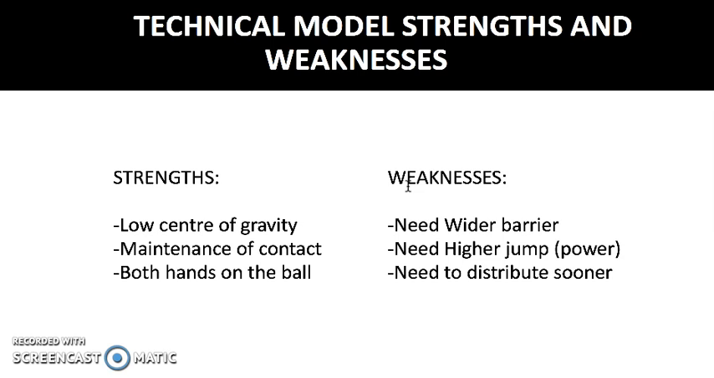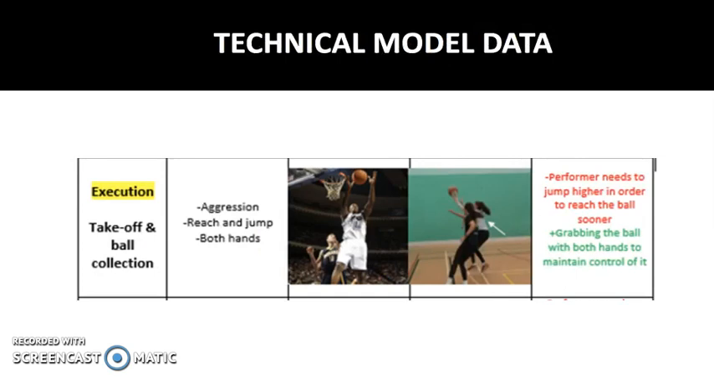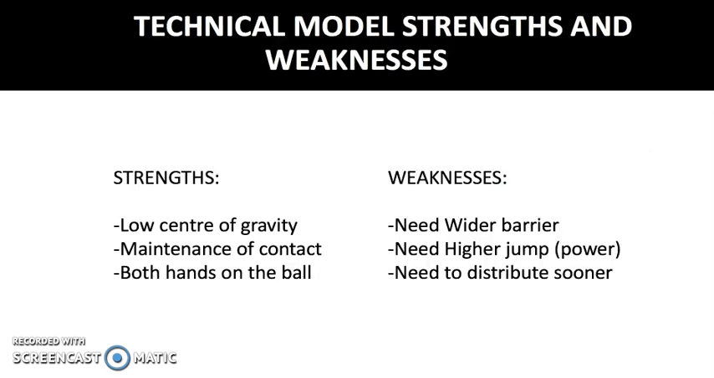It would also mean that their player can't get past them, as they actually have literally a physical barrier in their way. They also need a higher jump. You can see here in the execution phase, they've barely taken off the ground. That's obviously going to be very disadvantageous, because if they're not jumping high enough, their opposition is going to reach that ball before them.